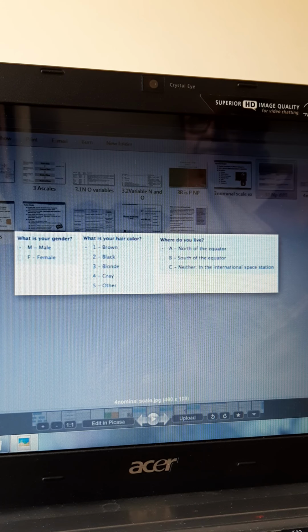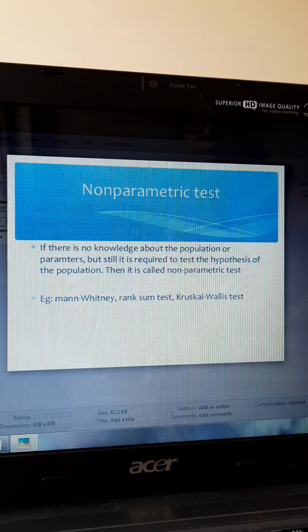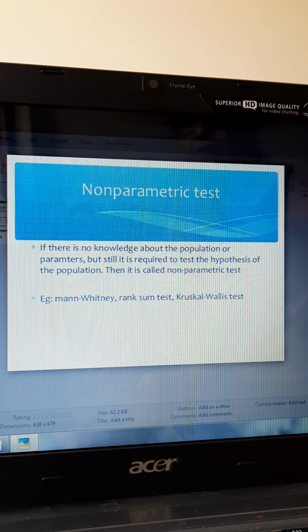Next is, if there is no knowledge about the population or the parametrics, but still we require to test the hypothesis, then we call it non-parametric tests. What are the various tests that are non-parametric? Mann-Whitney test, which is also called rank-sum test.